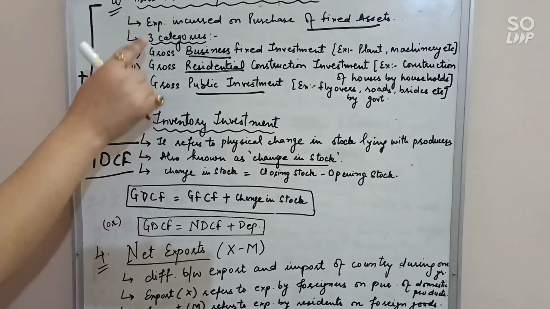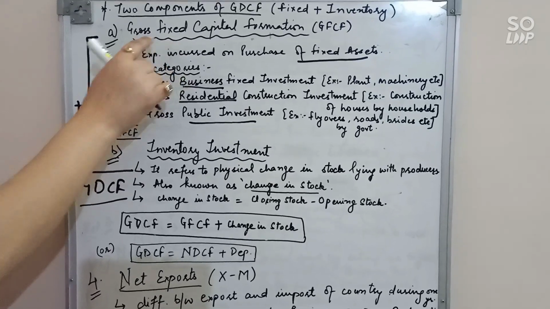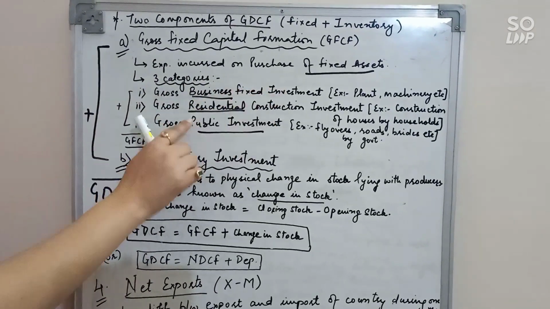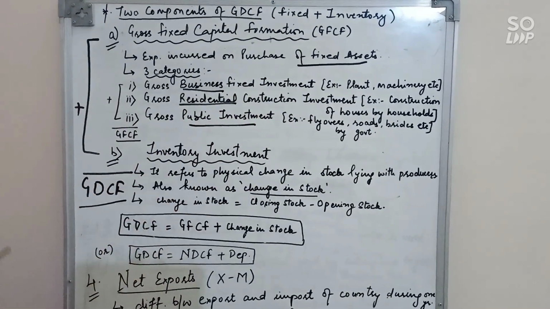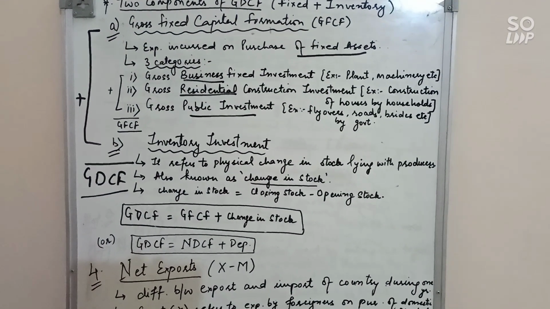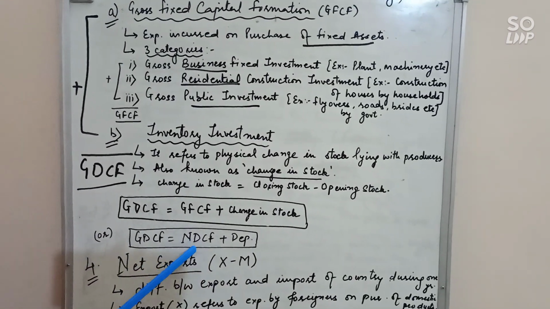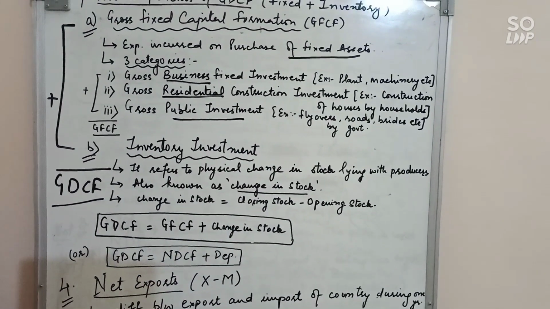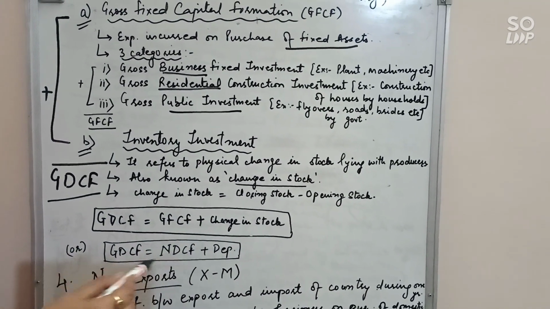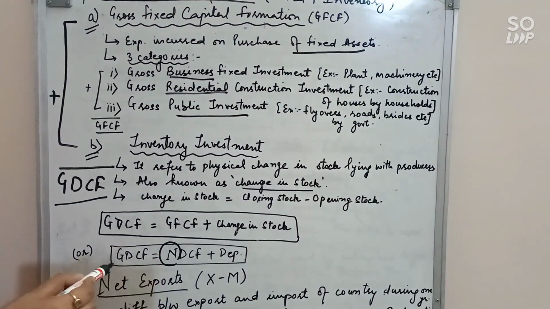And if we need to calculate fixed capital formation, what will we do? We will add these 3 points, that is business fixed investment, construction investment and public investment. Done. Sometimes in the numerical, they will give net domestic capital formation, but we want gross domestic capital formation. So what is the difference between these two?